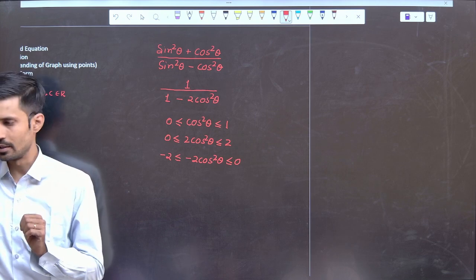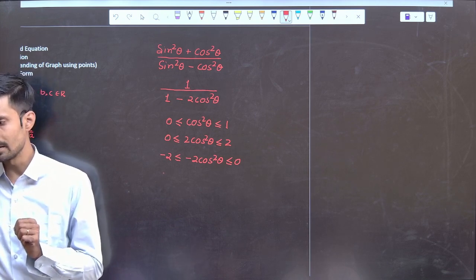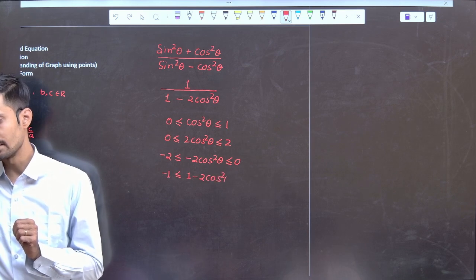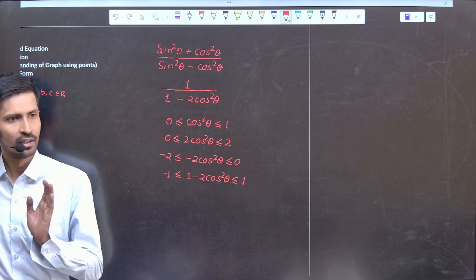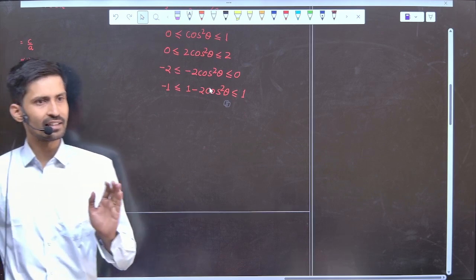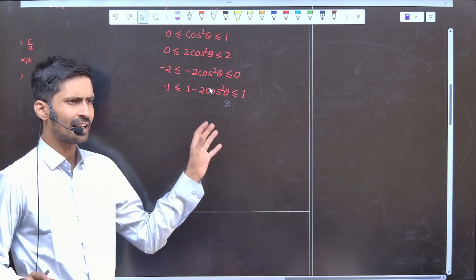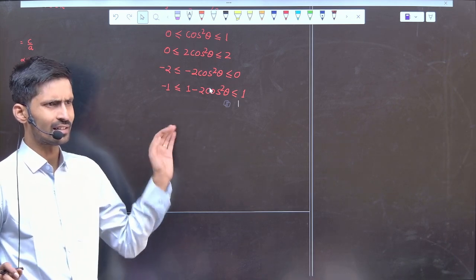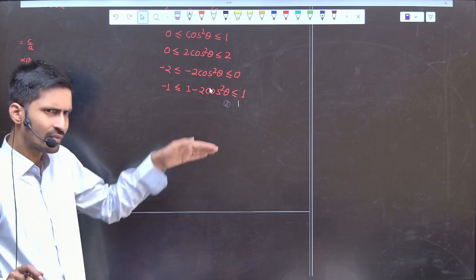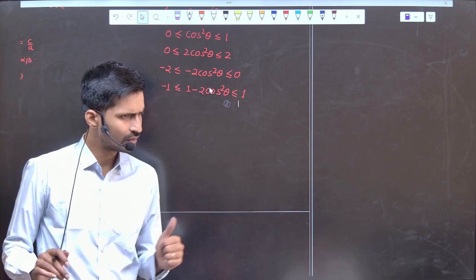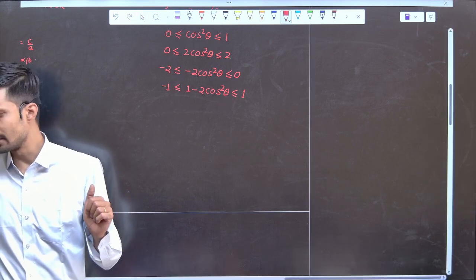After that I will add 1. When I add 1, this will become minus 1 less than or equal to 1 minus 2 cos square theta less than or equal to 1. Now tell me what we have to do. Reciprocal I have to take. So when I take the reciprocal, directly that is going to be our answer. After that no further steps will come. You understood?